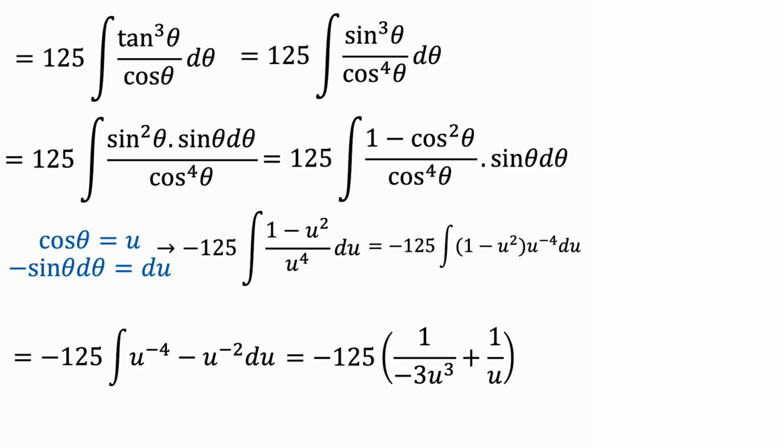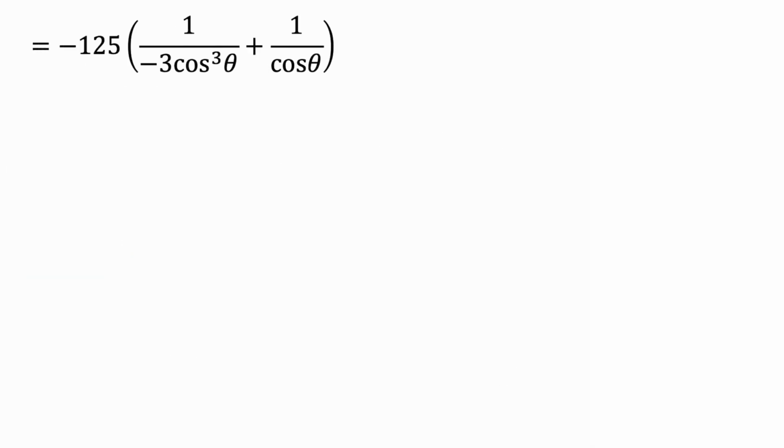The expression was obtained in terms of u. We substituted u with cosine theta. So it became negative 125 times 1 over the integrated terms. I replaced u with cosine theta. Cosine theta must then transform from this, and what does it become? It becomes x. But to do that, we need to look at our reference triangle.